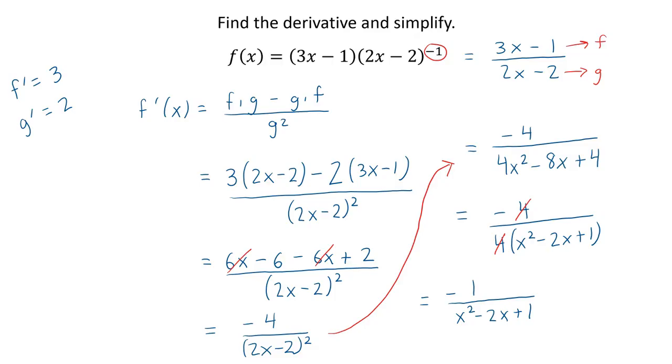Now you can leave the derivative just like this, or you can choose to factor the denominator again and write it as negative 1 over the difference x minus 1 squared. Either of these is acceptable.